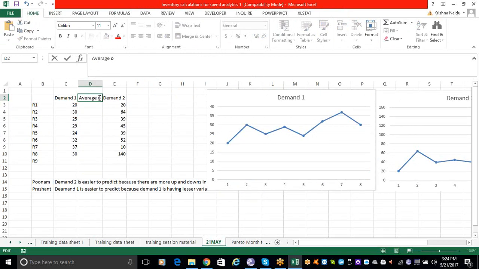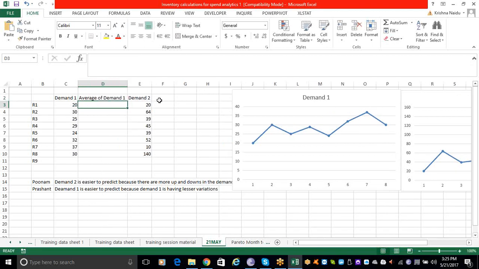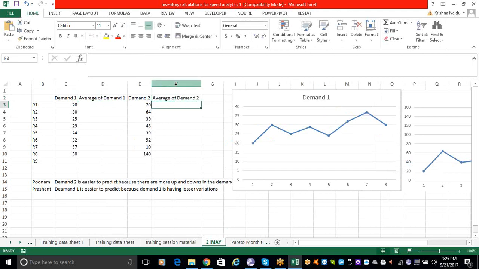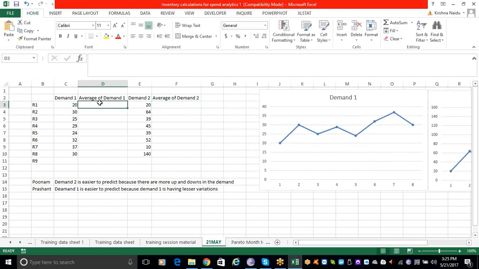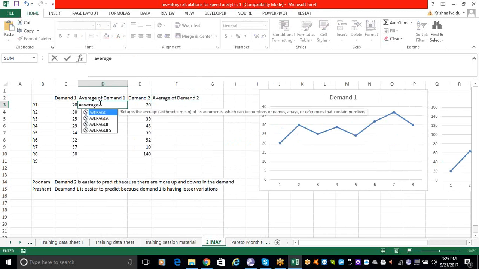Okay. So it increased two times in demand two. If you think, after R5 it has increased two times, 32, 37, 30. But in demand two, R9 may increase or decrease. So how can we predict?